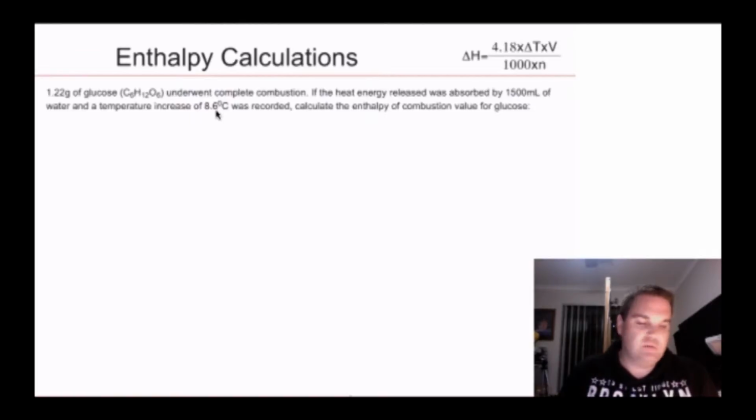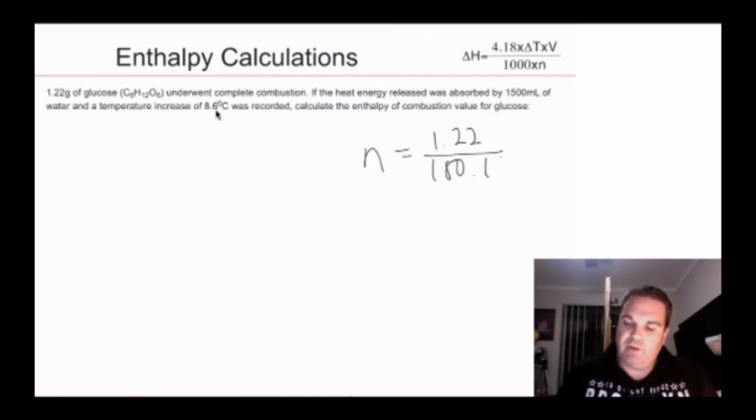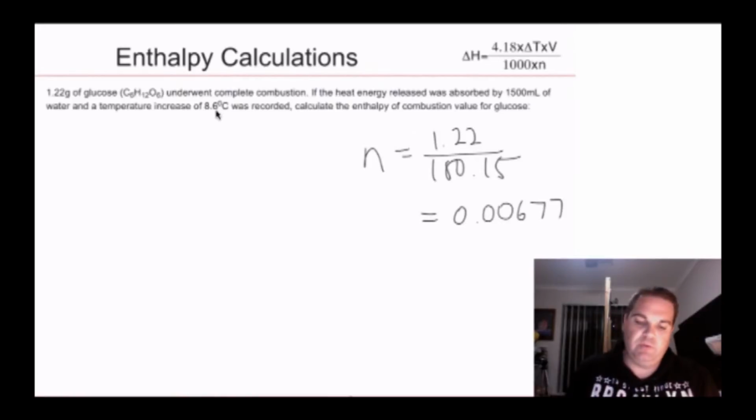So first thing you want to do is calculate your number of moles. So it's again mass over molar mass. So in this case it's 1.22 over our molar mass of glucose, which is 180.15, and that's going to give us a number of moles of 0.00677. Okay, we're going to put that into our equation.